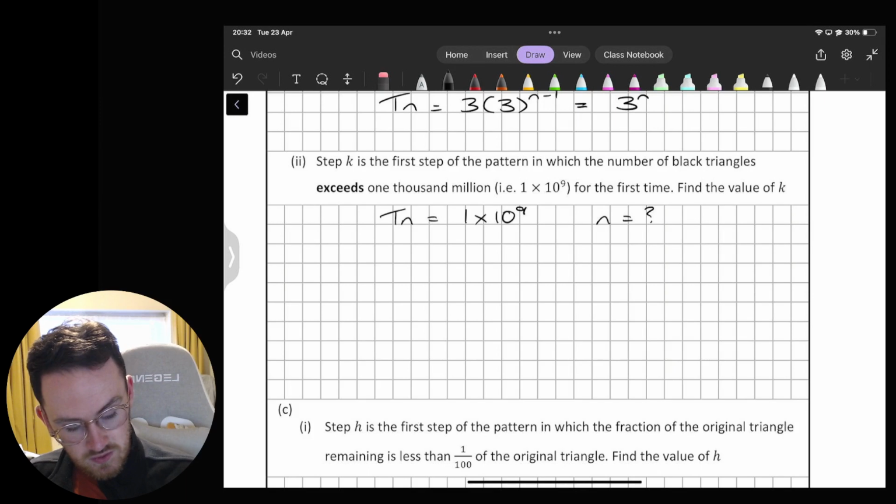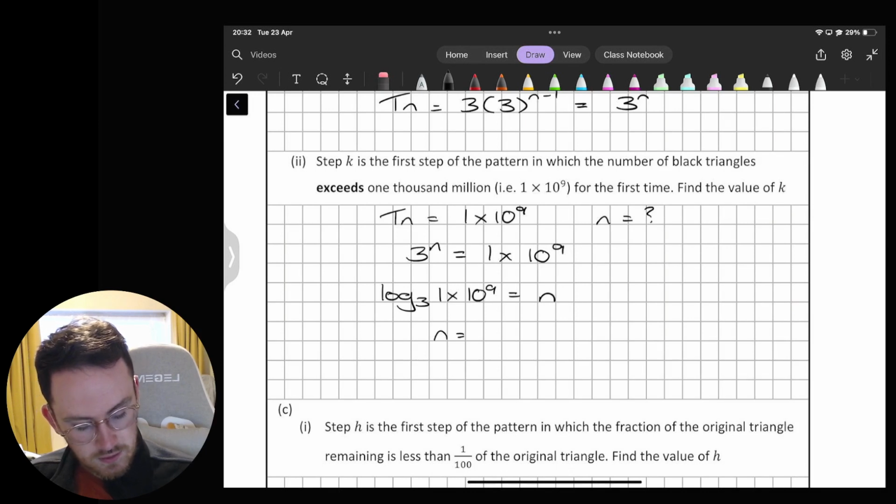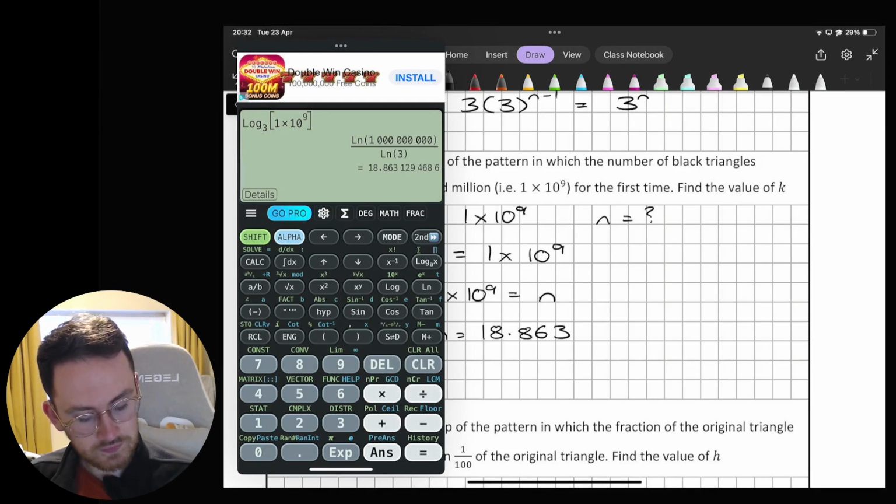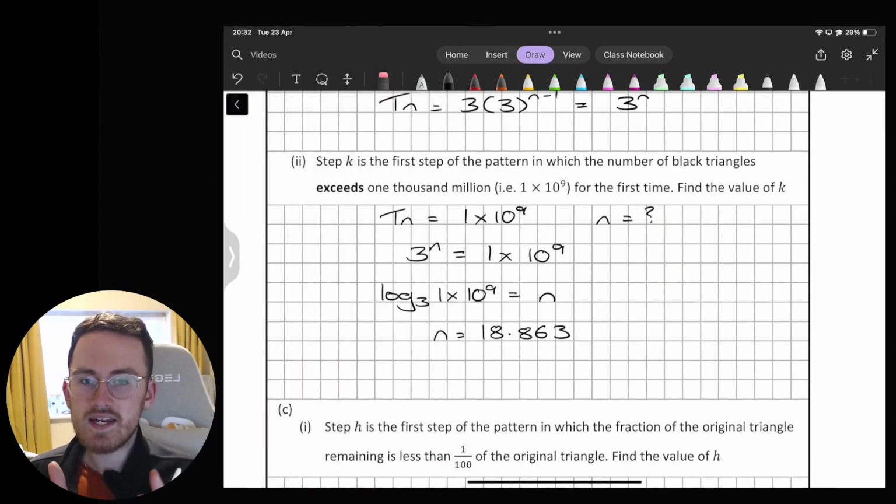So taking my formula from before, 3 to the power of n is 1 by 10 to the power of 9. Let's do log to the base 3 of 1 by 10 to the power of 9, giving me n, which means n is equal to, let's work that one out. So log base 3 of 1 by 10 to the power of 9, and I'm getting 18.863.